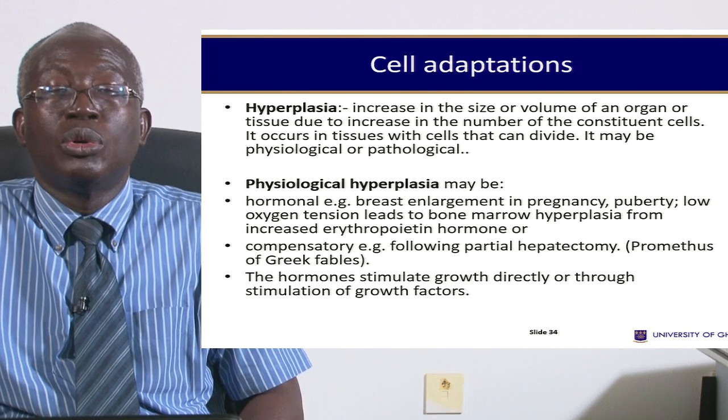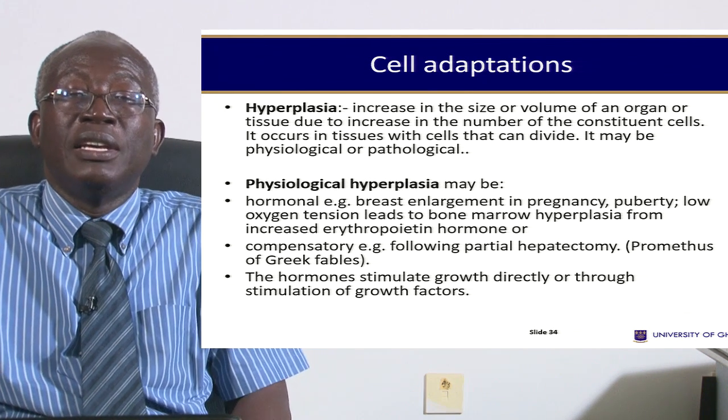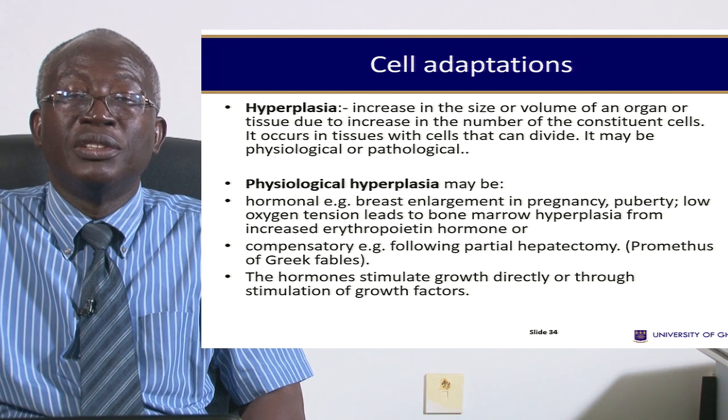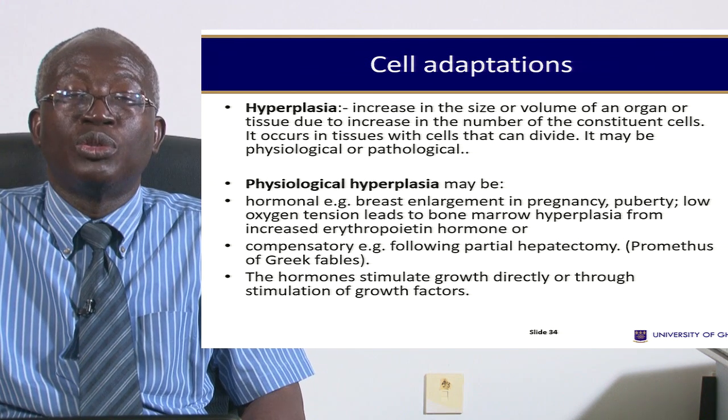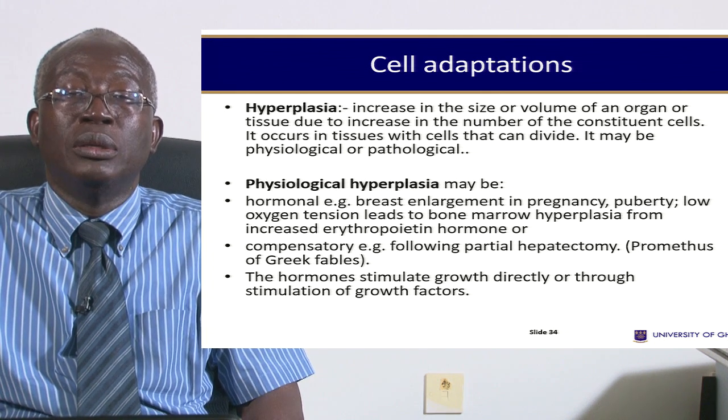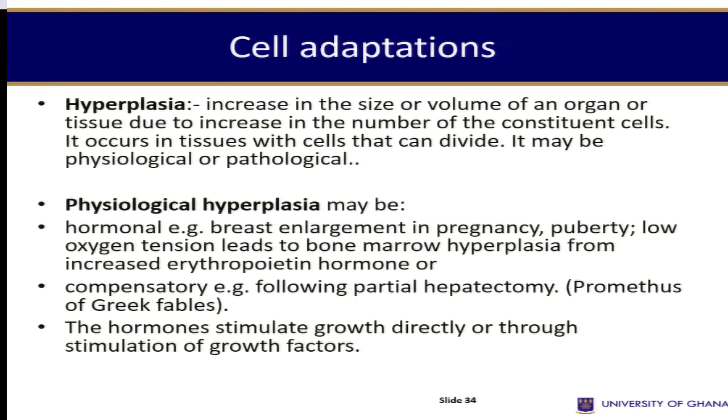So, what is hyperplasia? This is the increase in size or volume of an organ or tissue due to increase in the number of the constituent cells. It may be physiological. This is when the breast, for instance, becomes enlarged in pregnancy, or compensatory. When you have removed part of the liver, the rest may become hyperplastic. And that's why people are able to donate part of their liver.